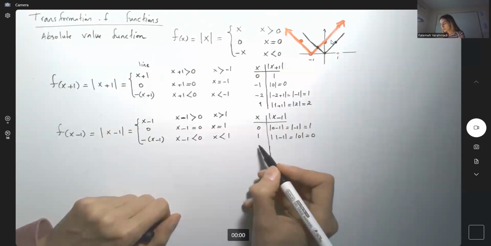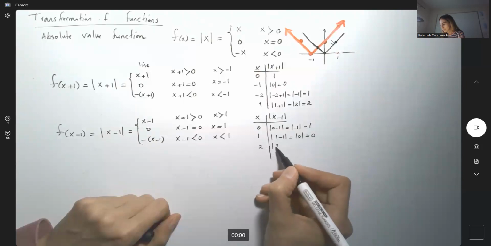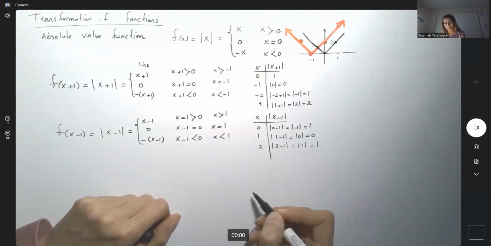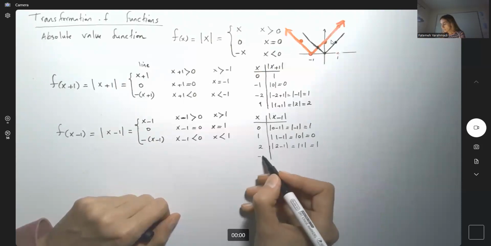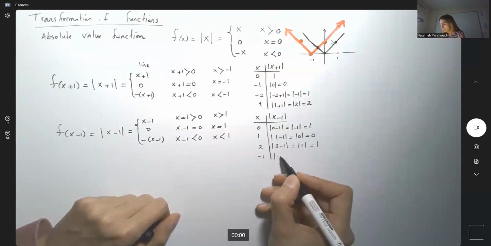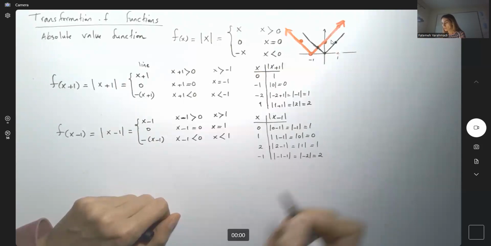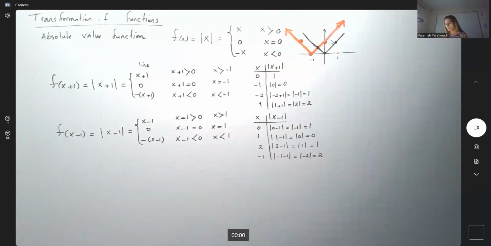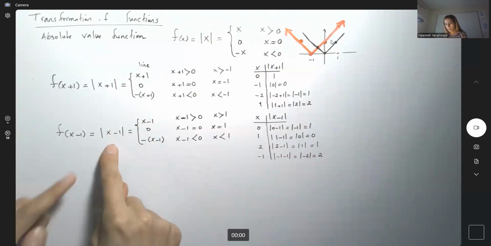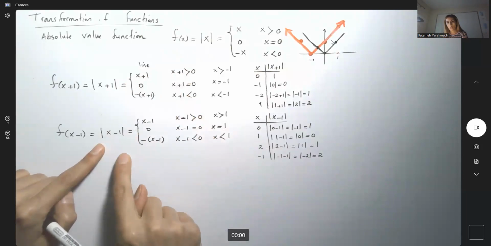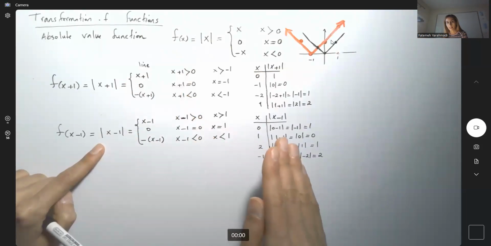If I plug in 2, for example, I get absolute value of 2 minus 1, or absolute value of 1, which is 1. If x is negative 1, for example, I get absolute value of negative 1 minus 1, which is absolute value of negative 2, or 2 back. As you expected, we are shifting this function 1 unit to the right-hand side.